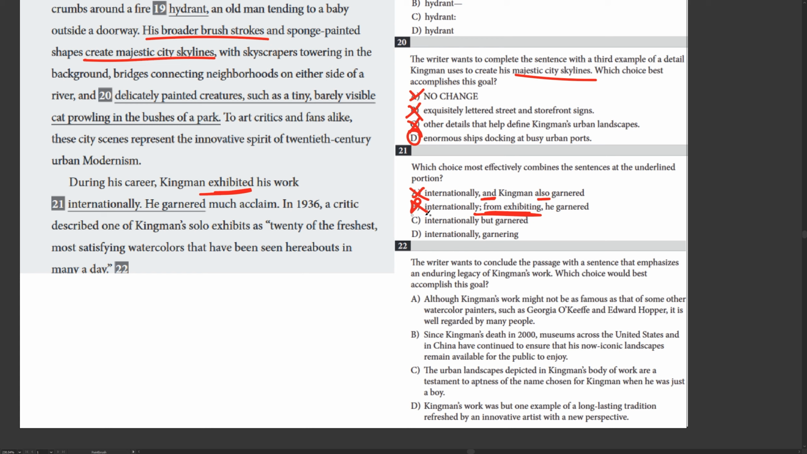So B is going to be incorrect. And C is going to be incorrect because but represents a contradiction. But in this case, we're just expanding on the first idea of the sentence. So in that case, that's going to be wrong too. And D is going to be the right answer.